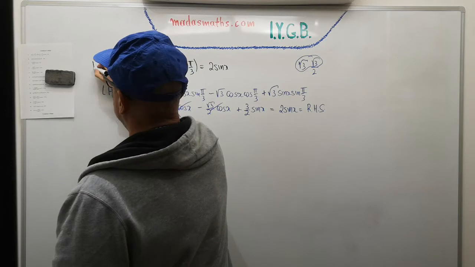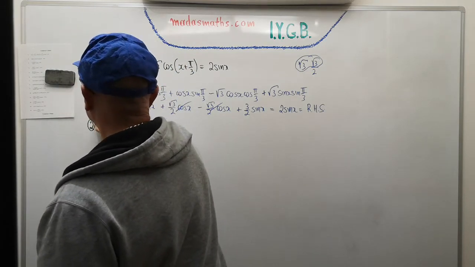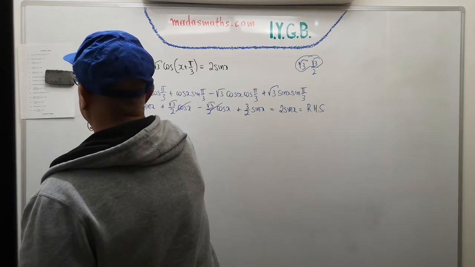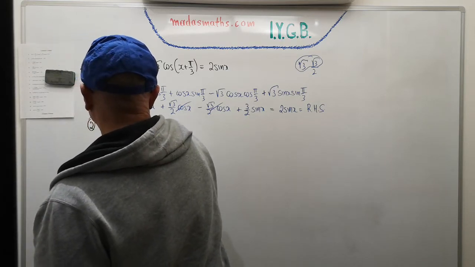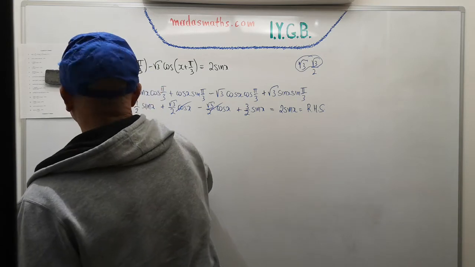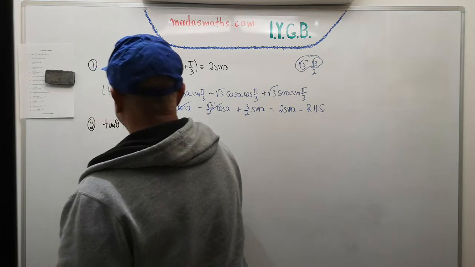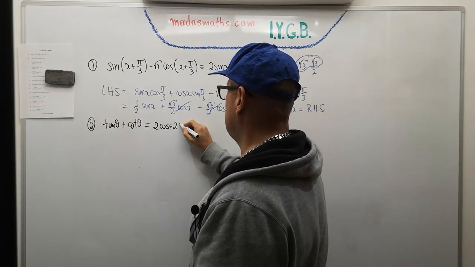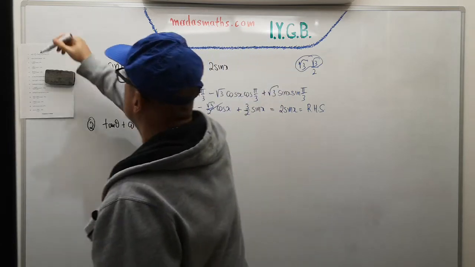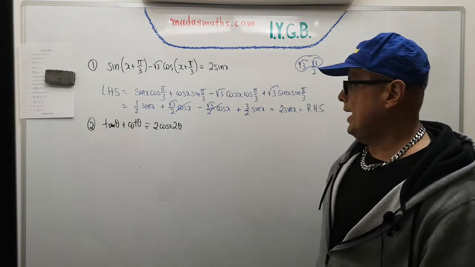Question number 2, so that was number 1 on my list there. I'm going to get out of the way because I can barely see the sheet from there. Tan theta plus cot of theta is identically equal to 2 lots of cosec of 2 theta. Okay, just double checking I've copied it correctly. Left hand side or right hand side?